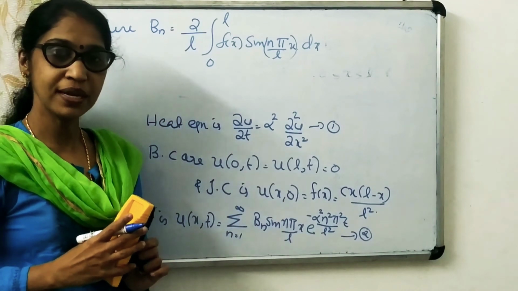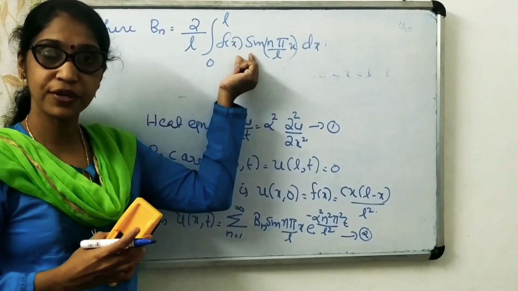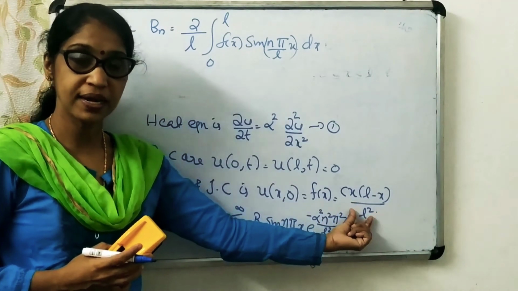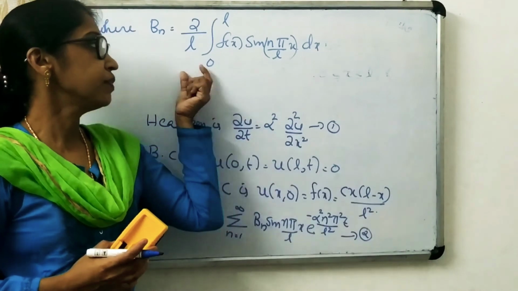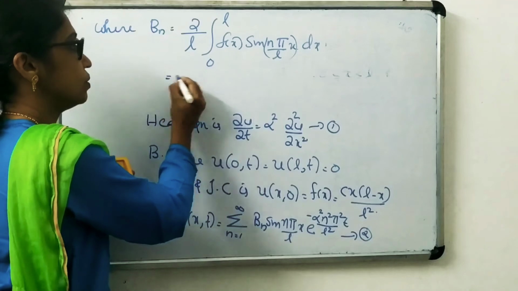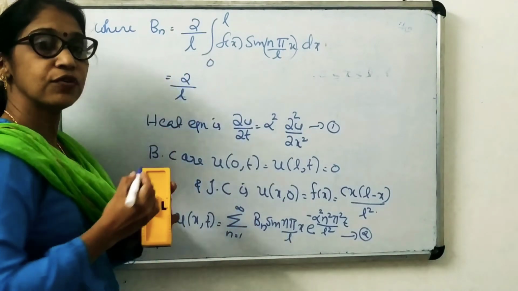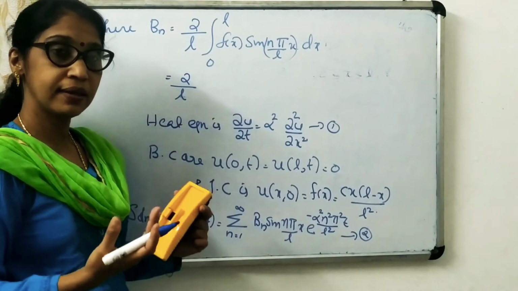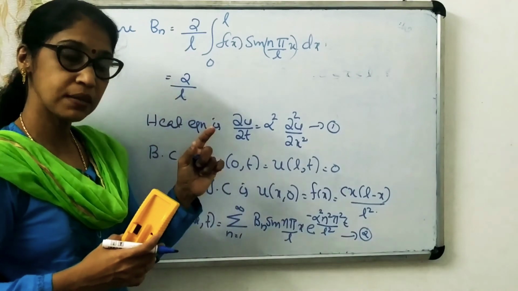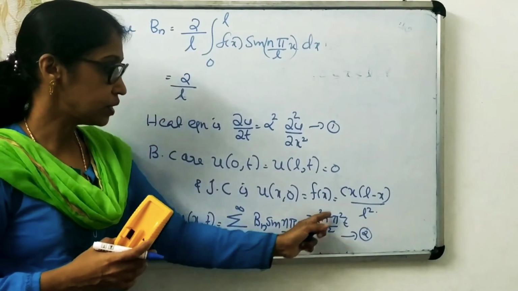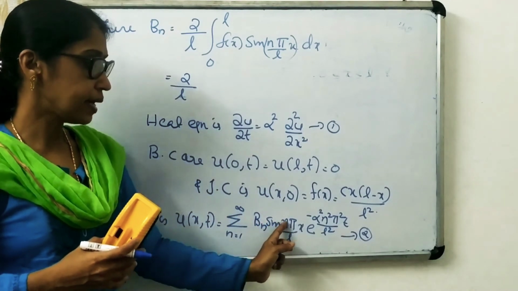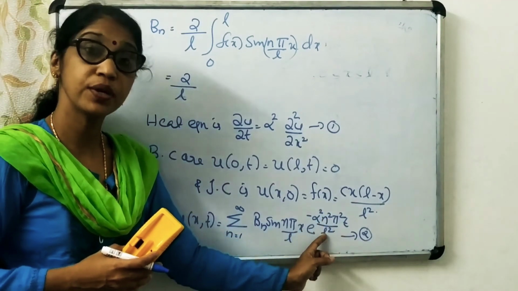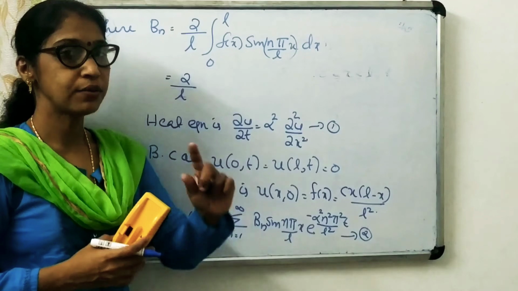And we have to find Bn by integrating this, by substituting f(x) here. And we know that f(x) is equal to Cx(L - x)/L², and this is a polynomial function. So we have to integrate this one. So this is equal to 2/L here. The length of the rod is given as L, so we write L here. If the length of the rod is A, then we write A here. If it is 20 centimeters, then we write 20 here. If it is 20 centimeters, then we write Bn sin(nπx/20) e^(-α²n²π²t/20²). That you have to remember.